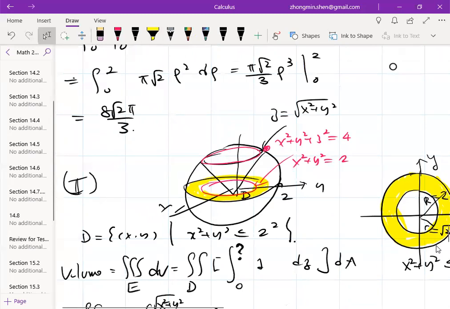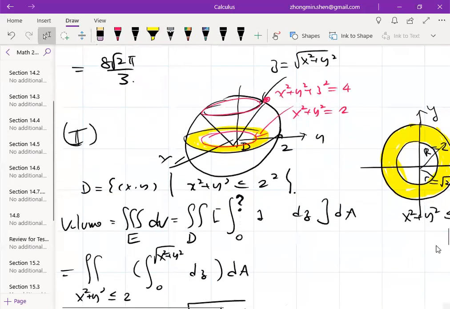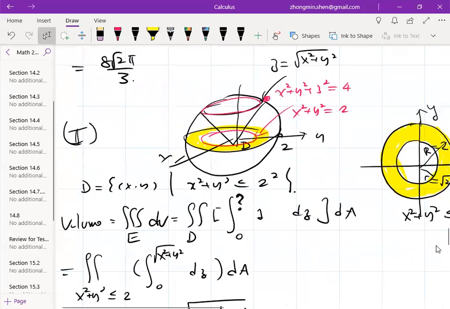How do you do that? Well, you have to project the whole region onto the XY plane, which is the circle of radius 2, okay? But be careful when you project, there will be two parts there. The reason is, first of all, this is a disk, okay? The disk, and the integral is over that disk of radius 2.